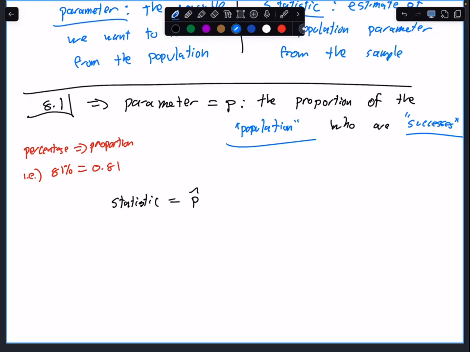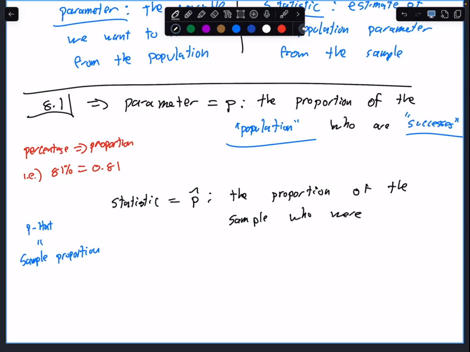Literally, we read this as P hat. That's how we read it. So when you say this verbally, it's P hat, but it's also known as the sample proportion. That's our notation for the sample proportion: the proportion of the sample who were blank successes.